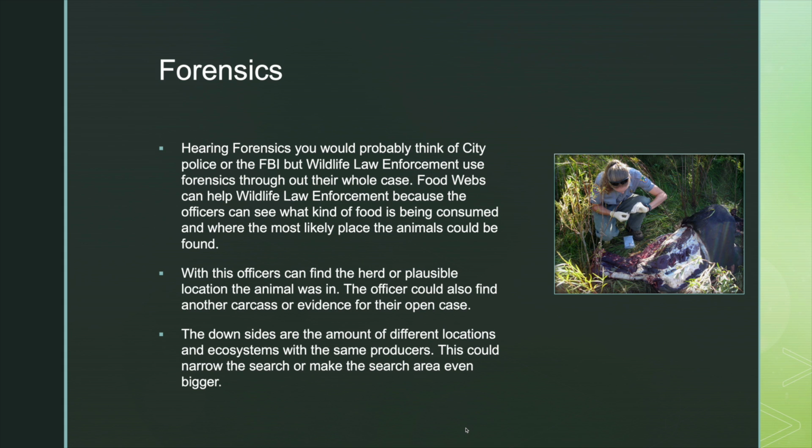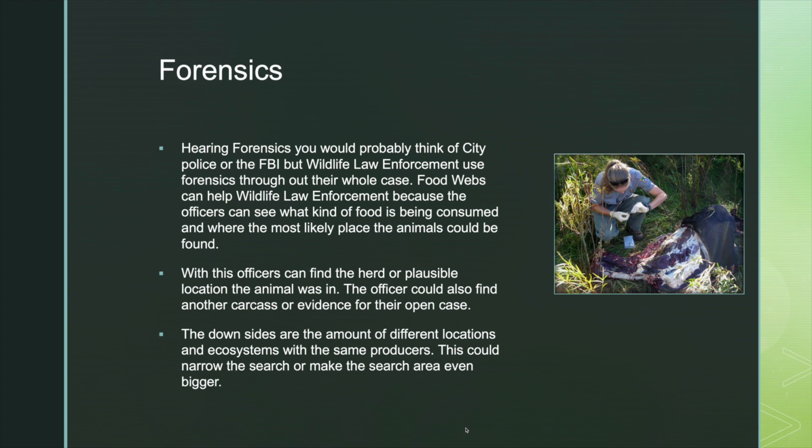Forensics. Hearing forensics, you would probably think of city police or the FBI, but wildlife law enforcement uses forensics throughout their whole case. Food webs can help wildlife law enforcement because the officers can see what kind of food is being consumed and where the most likely place the animals could be found. With this, officers can find the herd or plausible location the animal was in. The officer could also find another carcass or evidence for their open case.